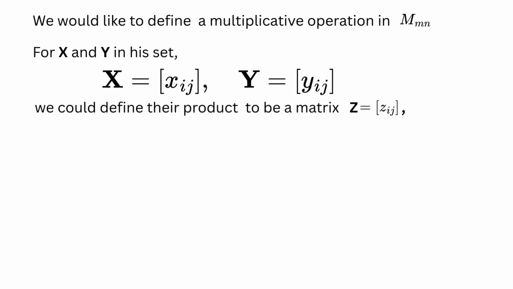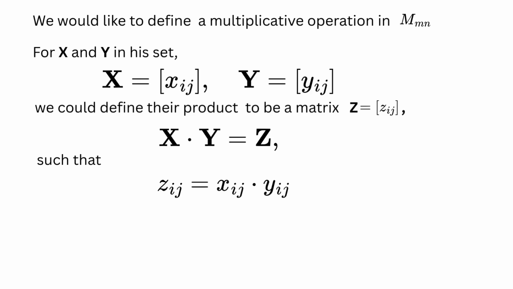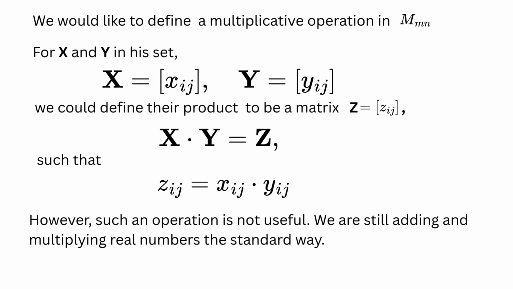We would like now to introduce a multiplicative operation in Mmn. Obviously, we can define the multiplication of two matrices X and Y to be a matrix Z whose elements are the multiplication of the corresponding elements of the two matrices X and Y. However, it turns out that such an operation is not useful.